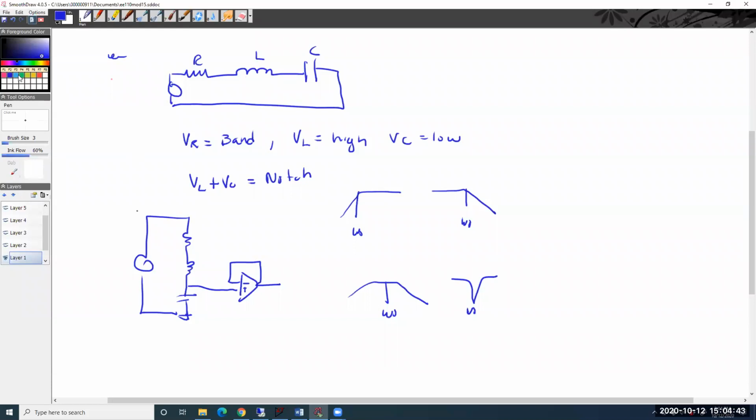So if I wanted to do a high pass, I would put the inductor here and bring that up there. If I wanted the notch, I would just take it from here. And if I want the band, I would just take it across the resistor. Okay. Was that?